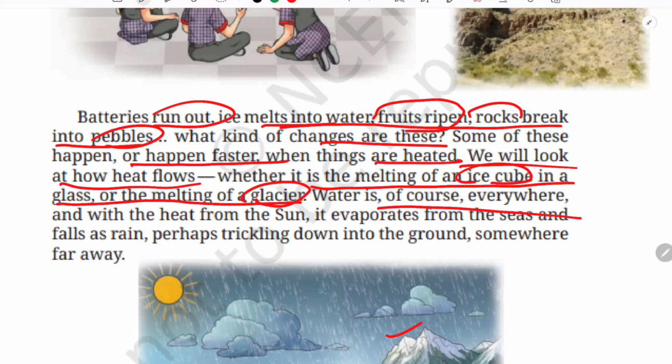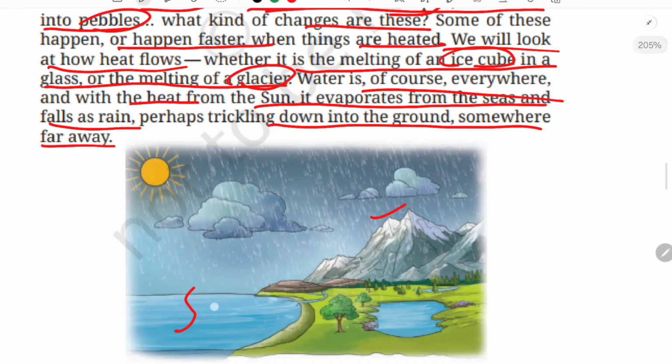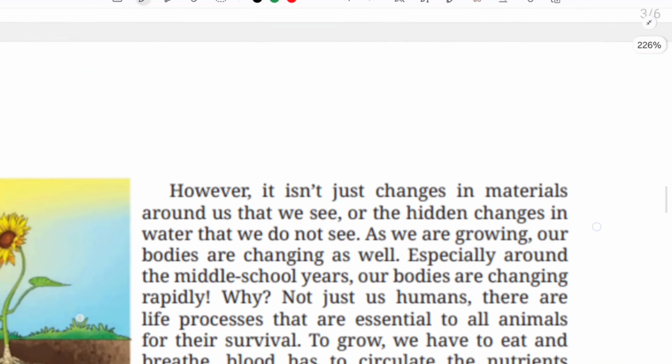So water is of course everywhere, and with the heat from the sun, it evaporates from the sea and falls as rain, perhaps trickling down into the ground somewhere far away. We have learned about this in your class 6 also, isn't it? Water is everywhere, and there is a process known as the water cycle, isn't it? When this water from the sea evaporates, it turns into clouds. After some time, what happens again? When so many clouds are formed, this water which had evaporated from the sea will again come down in the form of rain. So we are going to learn more deeply about this in your chapters. I hope you are getting it.